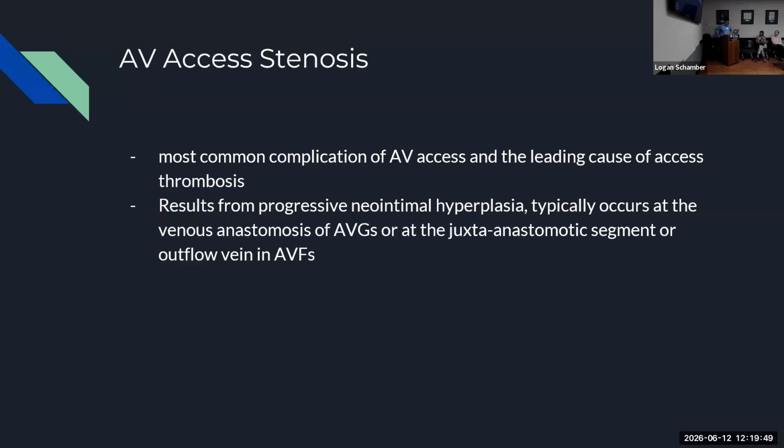And so the first complication I wanted to discuss was obviously AV access stenosis. This is the most common complication of AV access, and it's the leading cause of access thrombosis. It results from progressive neointimal hyperplasia that typically occurs at the venous anastomosis of AV grafts, or at the juxta-anastomotic segment or the outflow vein in the AV fistulas.